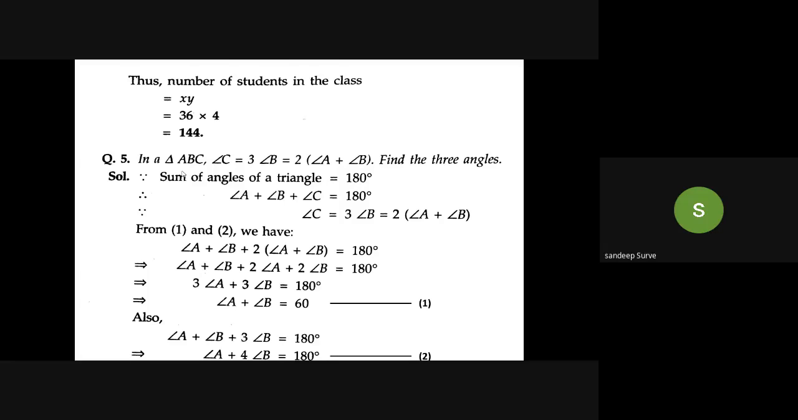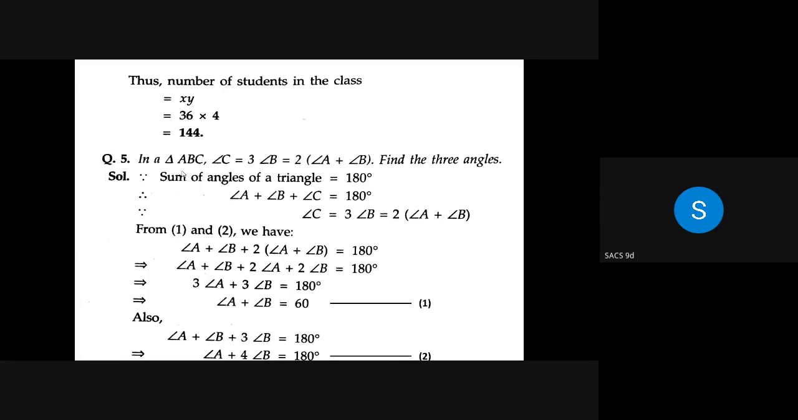In a triangle ABC, angle C is 3 times angle B and twice of angle A plus angle B. You have to find the 3 angles. So the relation between the angles is given. Apart from that, you will also be using the angle sum property of the triangle. That is, you know that the sum of the 3 angles of a triangle is 180 degrees.